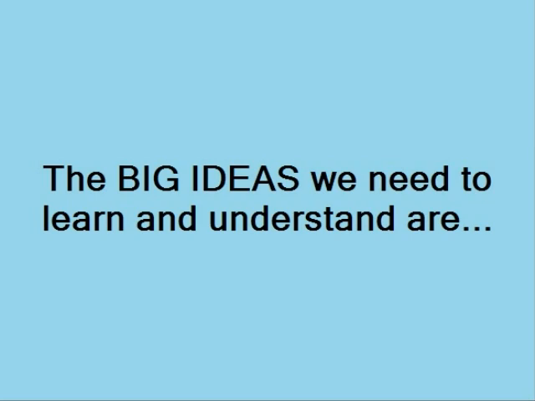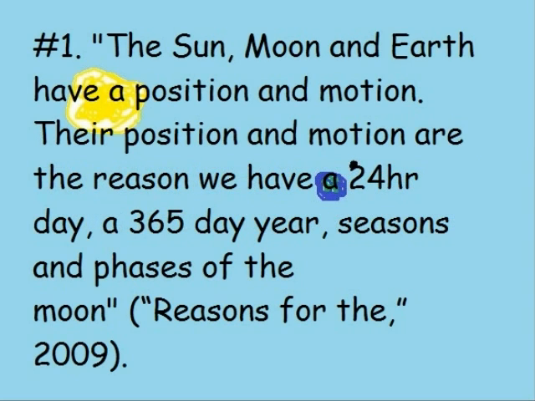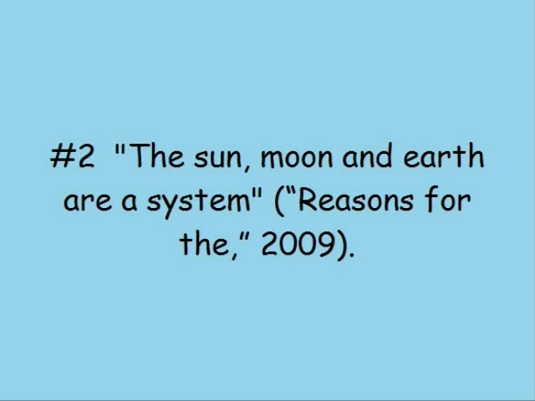The big ideas we need to learn and understand are that the sun, moon, and earth have a position and motion. Their position and motion are the reason we have a 24-hour day, a 365-day year, seasons, and phases of the moon. The second big idea is that the sun, moon, and earth are a system.